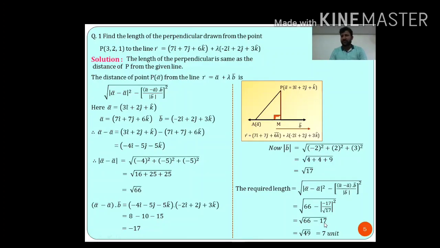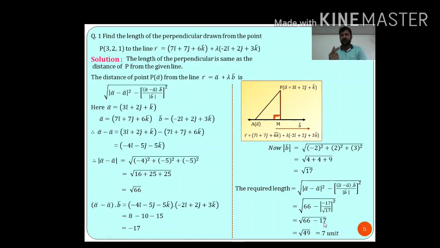So in today's session, you have learned how to get the distance of a particular point from a line using the concept of projection. So we calculated the distance of a point from a line in vector form. In the next video, you will see the distance of a point from a line in Cartesian form. So we stop here.